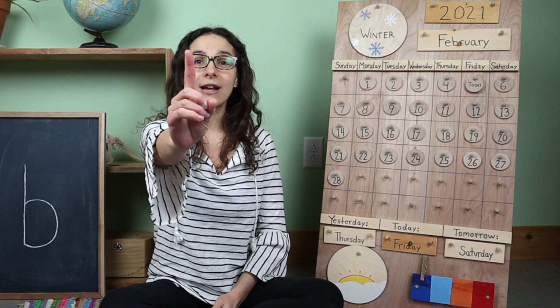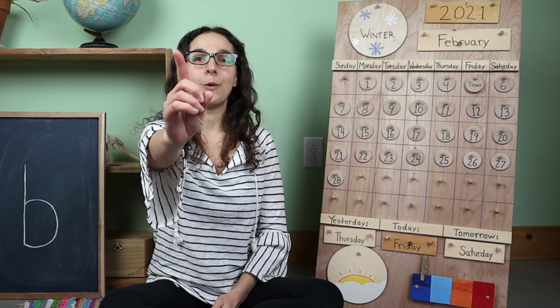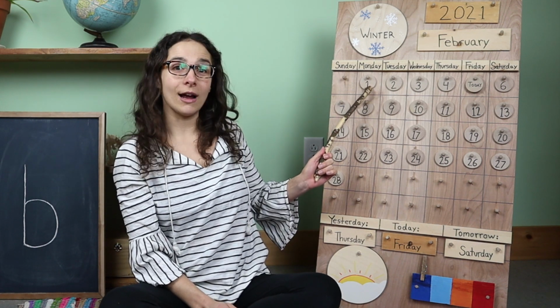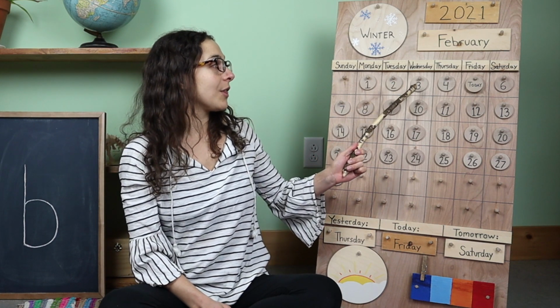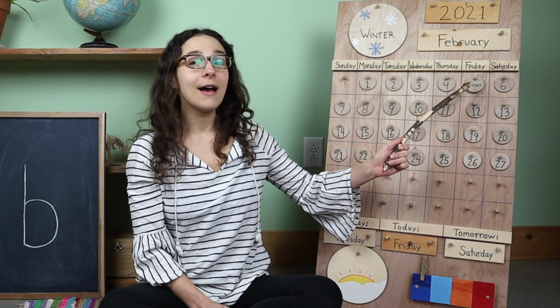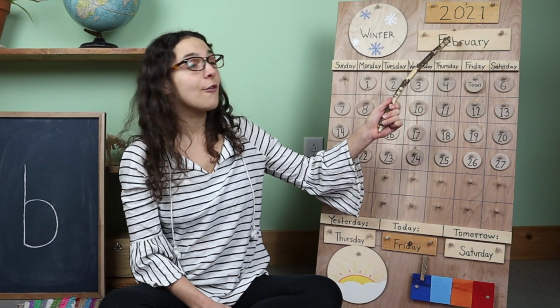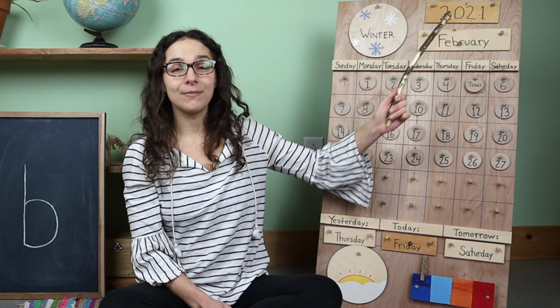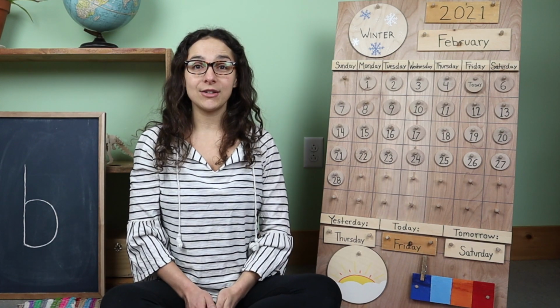All right, friends, it's time to count all the days that we've had so far in the month of February. Can I see your counting fingers like this? Warm them up. And let's start at the number 1, 2, 3, 4, 5. Today is February 5th, 2021.